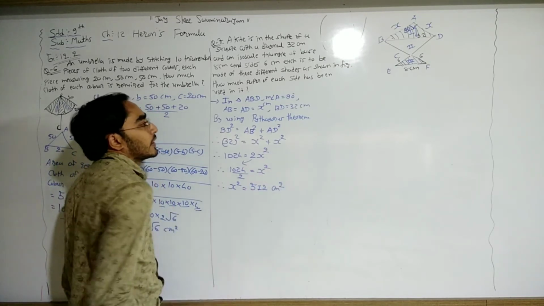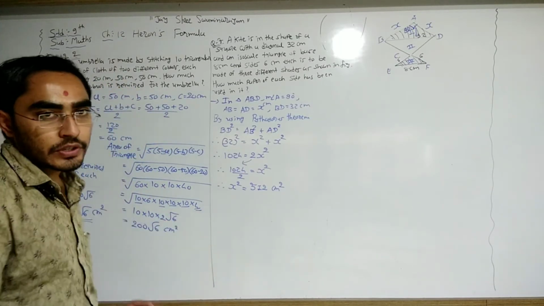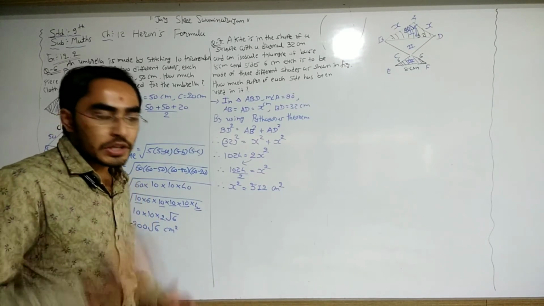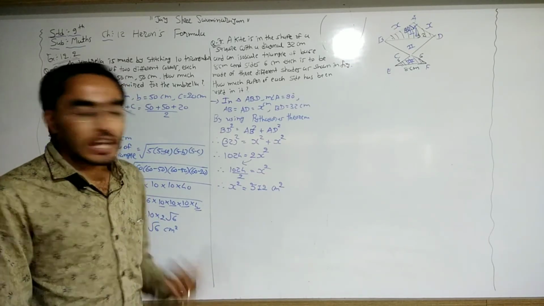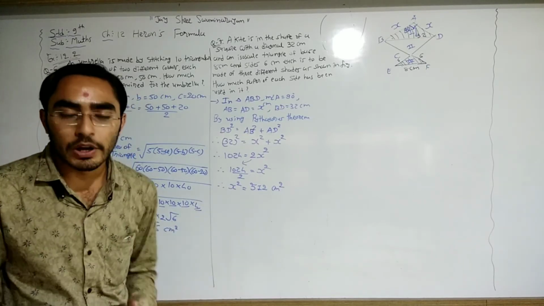512 centimeter square. For finding the value of x, we need to take the square root on both sides. But here I am not taking the square root, I just put it as it is. x square is equal to 512 centimeter square.